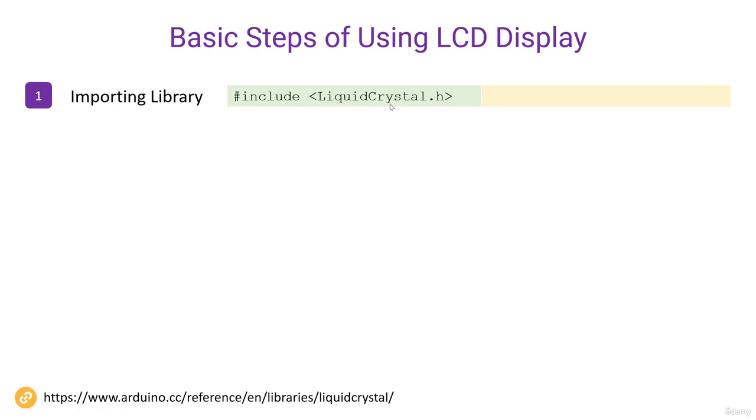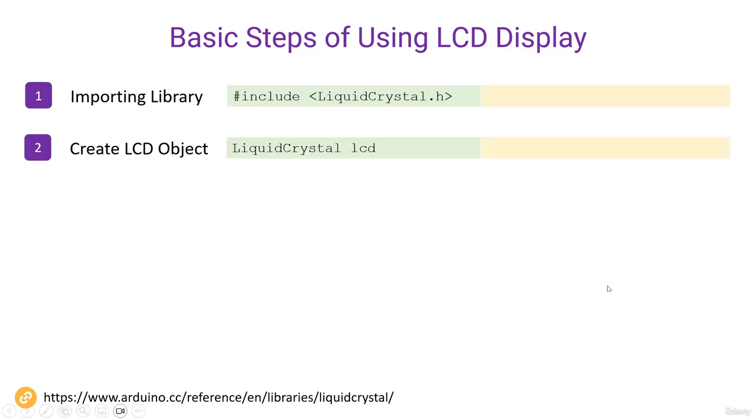There are several other libraries also available in the market. Whatever library you use, you need to program accordingly. The second step is creating an LCD object. The process of creating an LCD object is you need to write LiquidCrystal and then give it a name. Like here we have given the name lcd. You can give any other name also.